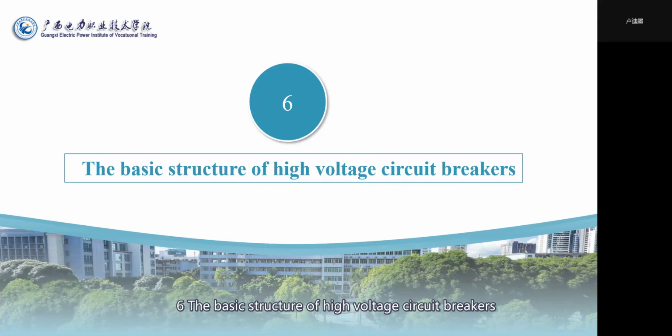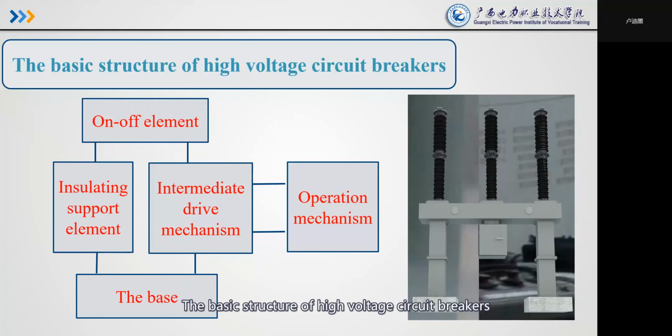Six. The basic structure of high voltage circuit breakers. On the top, the on-off element. Insulating support element. Intermediate drive mechanism. Operating mechanism. The base.